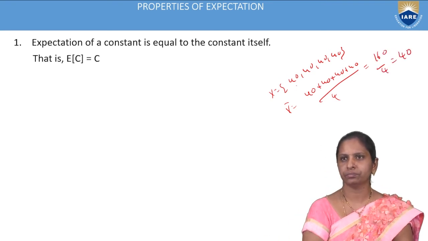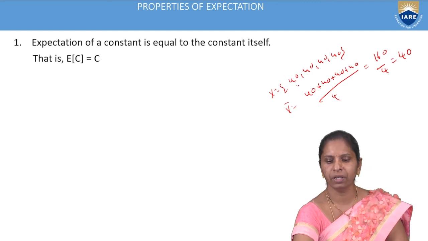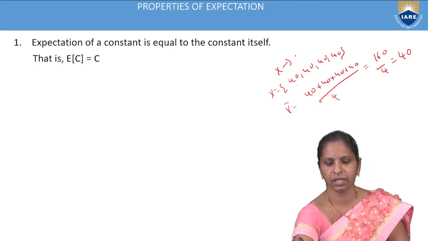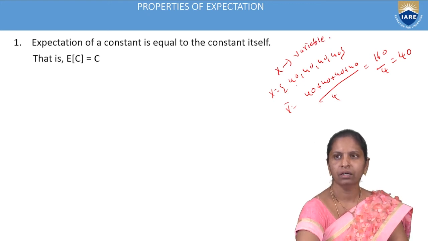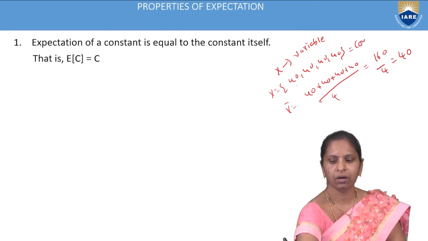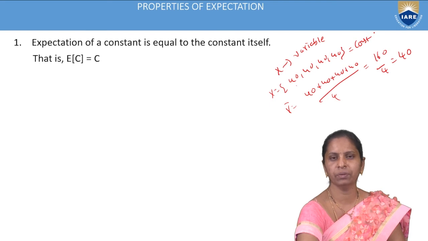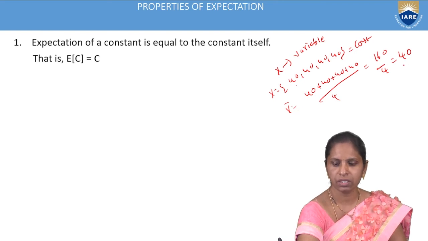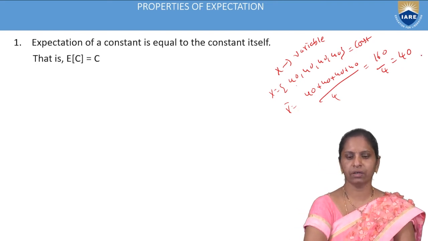What does it mean? Here x is a variable, not a random variable, but this variable consists of all constant values. All are having the same value. It means it is a constant value. My x has only one value, so it is nothing but a constant. Then what is the mean of any constant value? The constant itself. The same thing we have to prove.